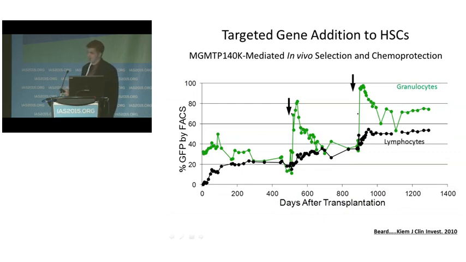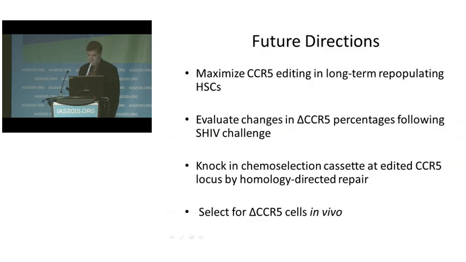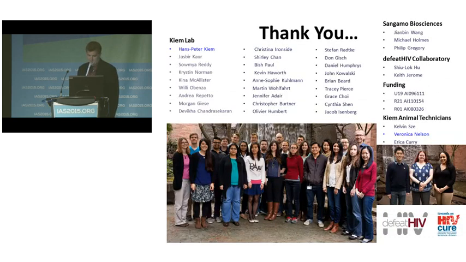So based on the fact that we're at sort of this threshold right now without this selection, we feel good that if we can knock in a selectable marker and actually bump this up even to a slight degree, we'll really jump over that threshold and get into some really productive responses with SHIV challenge. So as I mentioned, just to wrap up, we're always interested in maximizing CCR5 disruption and evaluating the changes in SHIV in the animals following SHIV challenge. And on the other end, this selection strategy is something that we're pushing very hard on at the moment.